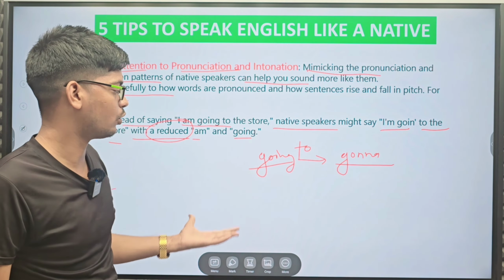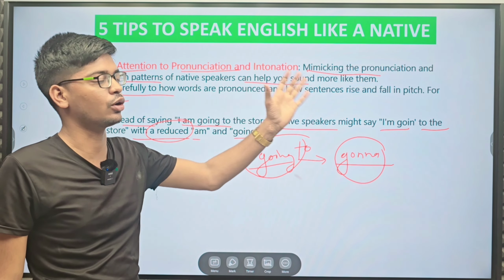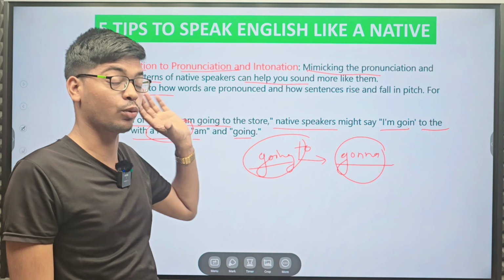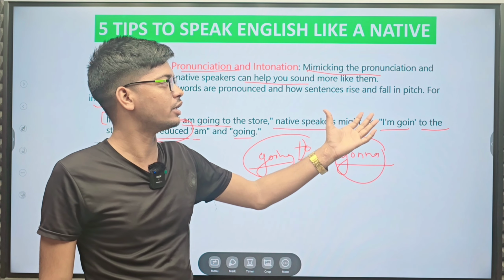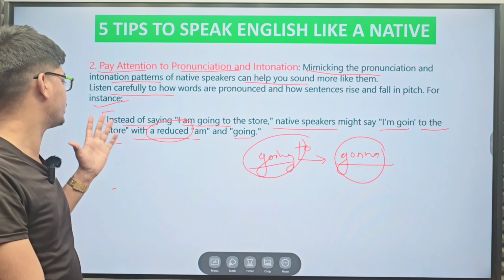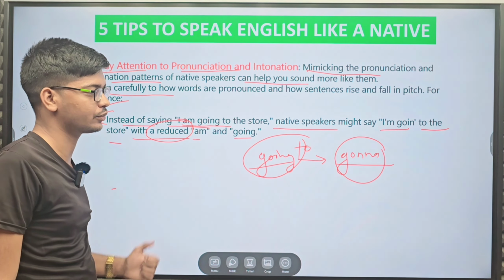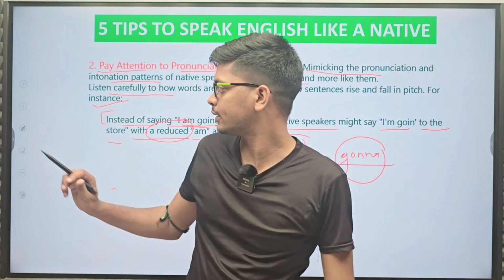So pay attention to pronunciation and intonation. Mimicking the pronunciation and intonation patterns of native speakers can help you sound more like them. Listen carefully to how words are pronounced and how sentences rise and fall. For instance, instead of saying I am going to store, native speakers might say I am going to the store. So let's move on to our third tip.